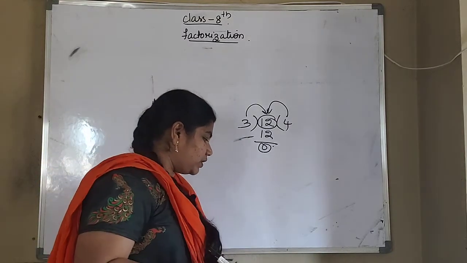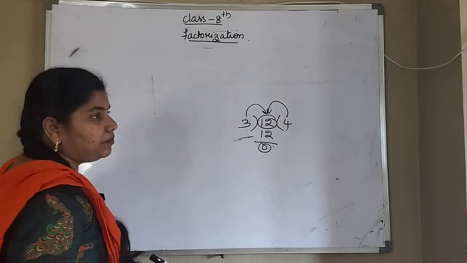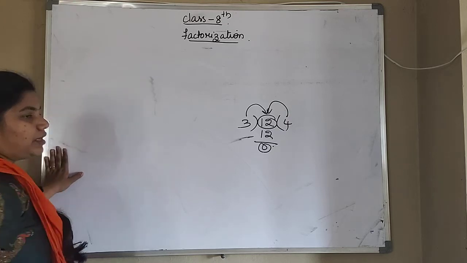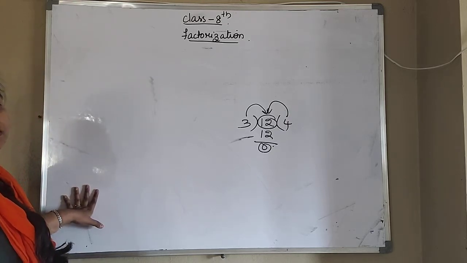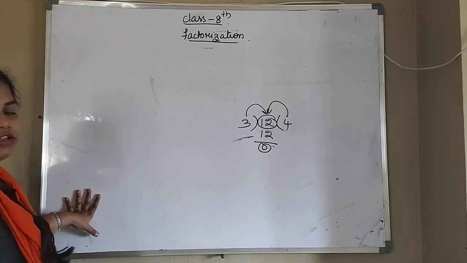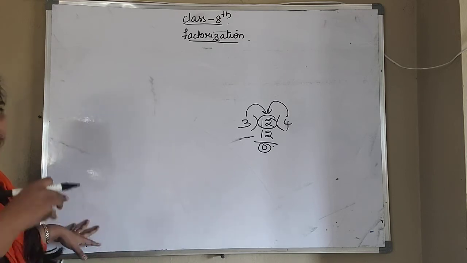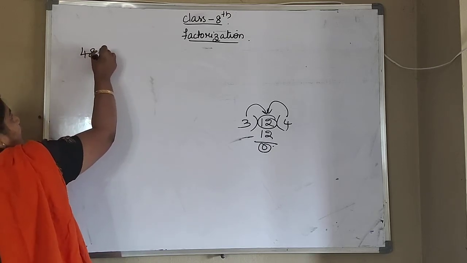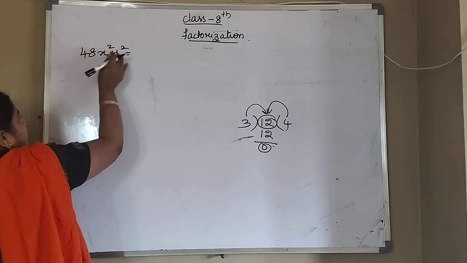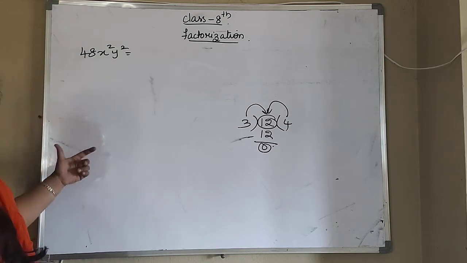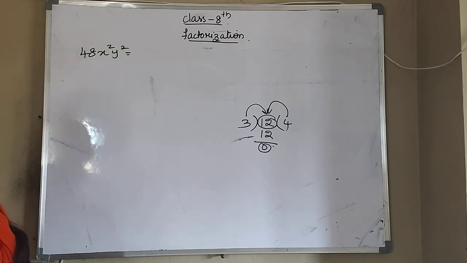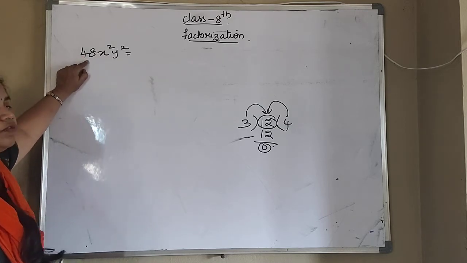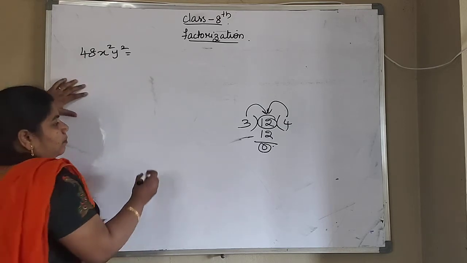How to factorize the terms in algebraic expressions, we will see. Always we have to factorize the terms by using prime factorization. First the given number should be converted into prime numbers, then only we factorize; it will be easy to factorize. I am taking here 48 x square y square. How to factorize this? What are the factors of 48 x square y square? First we have to convert this 48 into prime factors.